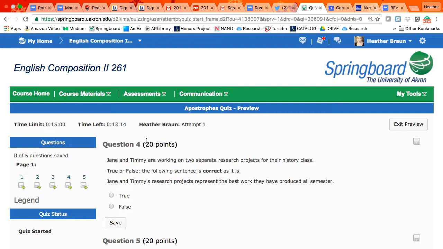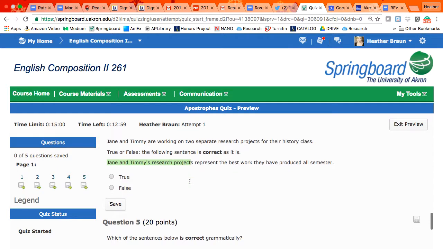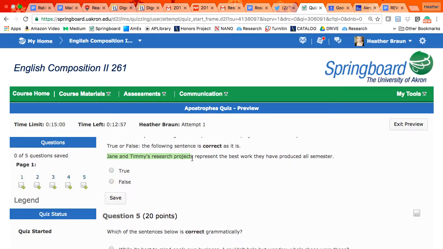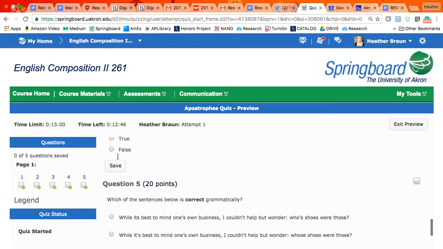Question number 4, Jane and Timmy are working on 2 separate research projects. So your apostrophe needs to represent that these are 2 separate ones. If it's just Jane and Timmy's research project, then that would be singular and one, but it's actually 2. So they each have their own. So you need to make sure that this reflects 2 different projects by giving Jane her own.